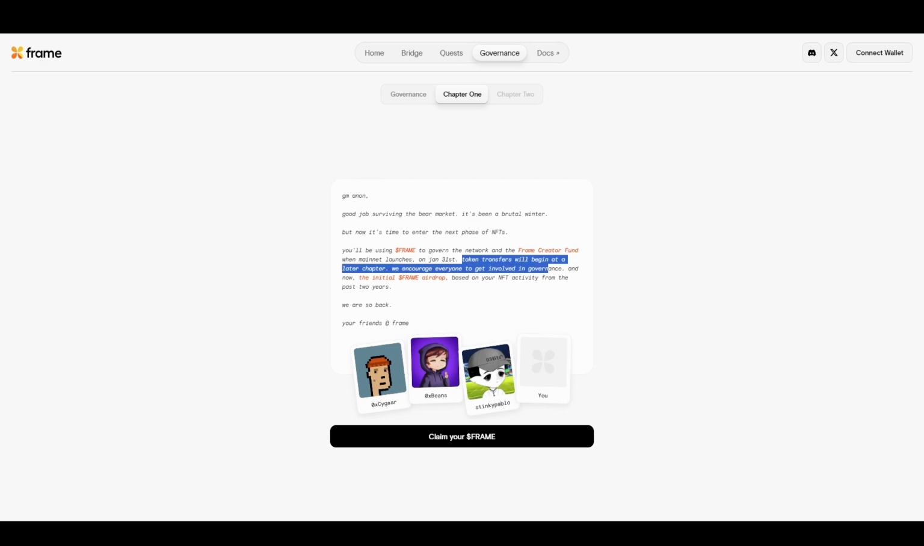Token transfers begin in a later chapter. The initial Frame airdrop is based on your NFT activity from the past 2 years. So if you have been a heavy NFT user, you may want to look at frame.xyz/governance and claim Frame with your dirty wallet. Not your main wallet, your dirty wallet. Your dirty wallet better be as bad as Stinky Pablo, because if you get drained, I can't help you. I've been hit too. I've invested in bad things. I haven't had a wallet drain, but I've invested in bad things that went to zero. So please do your due diligence.